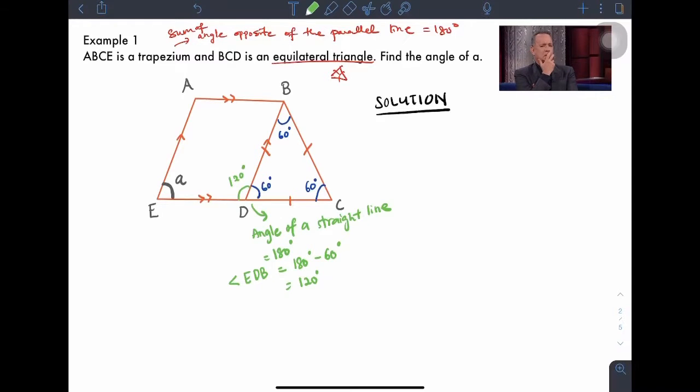Now, back to the properties of a trapezium. The properties of a trapezium say that when you add these two angles, you will get 180. To get angle A, you just take 180 degrees minus 120 degrees. So the angle of A is 60 degrees. That is how you solve this question.